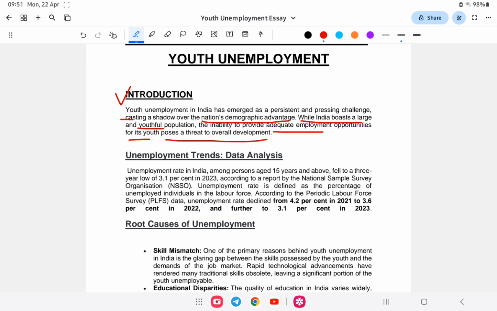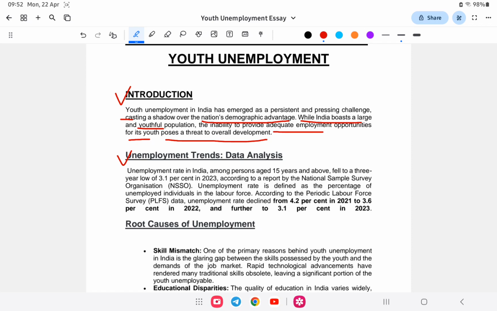The population is increasing, and it is the highest population in the world, and we also boast that most of the population are young, that is under the age of 25 years. But the government's inability to provide opportunities is a drawback. So let us study the data of unemployment in India.